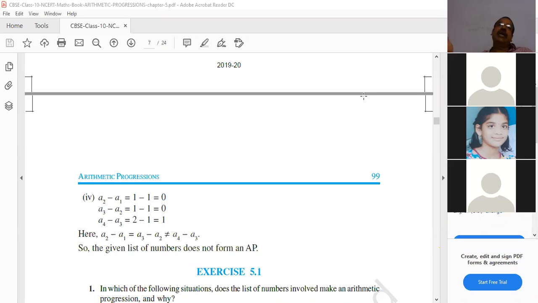The nth term means An equals A plus n minus 1 of d. Why one less? Because the first term we are taking as A, and from the next term onwards we are adding d. That's why the second term is A plus d, and the third term is A plus 2d. Except for the first term, we are adding d, that's why you get one less.